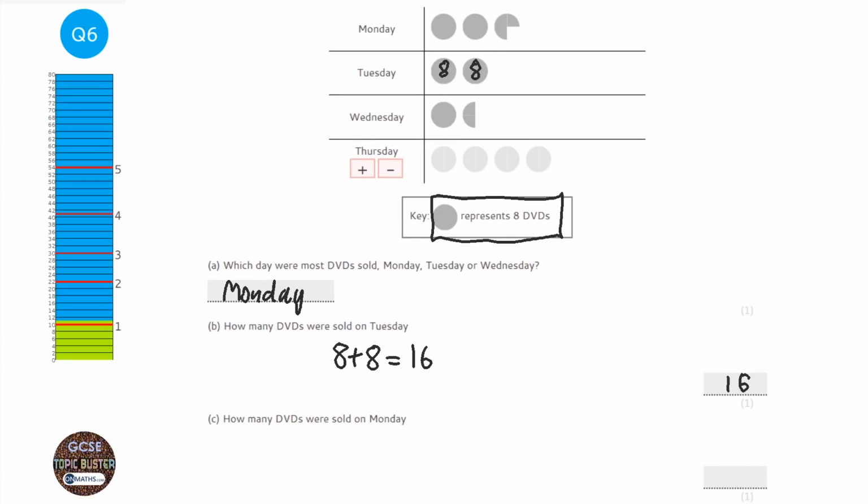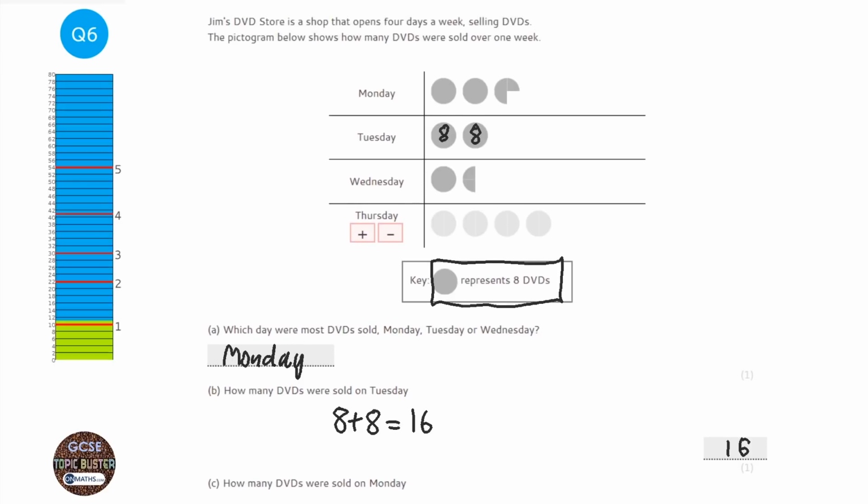It says how many DVDs were sold on Monday? Well, you've got the 8 there and you've got the 8 there. Now we've got a bit of a problem here because it's not a complete 8. So we need to figure out how much each quarter is worth. Well, what do you times by 4 to get 8? Well, 2. Let's check to see if that works. So we've got 2 there, 2 there, 2 there, and an extra 2, which is actually missing on that one, would make 8. So that would work perfectly. So to find out a quarter of it, we just divide it by 4, which gives us 2.